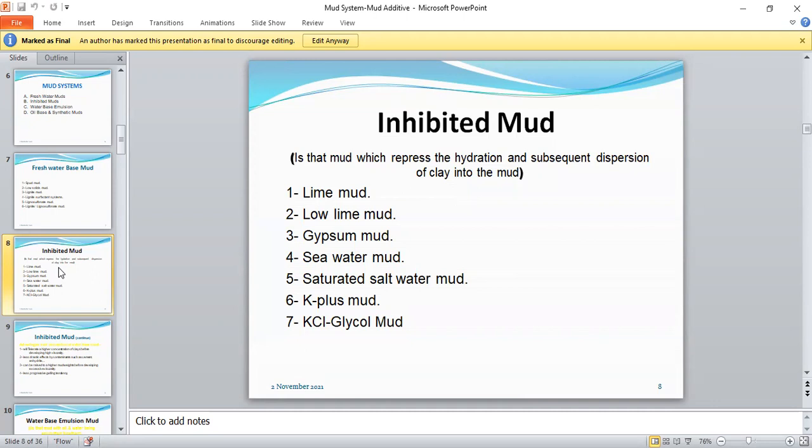So inhibited mud is that mud which represses the hydration. It prevents the hydration and subsequently the dispersion of clay into the mud. It will not allow the clay to take water. It will react with it in such a way that the clay will be removed.